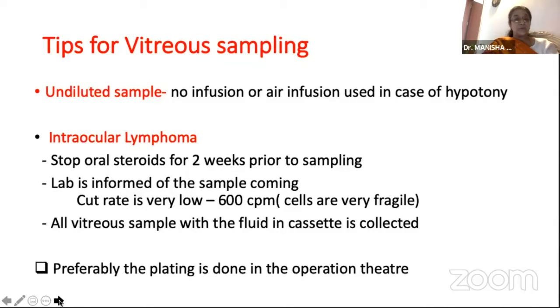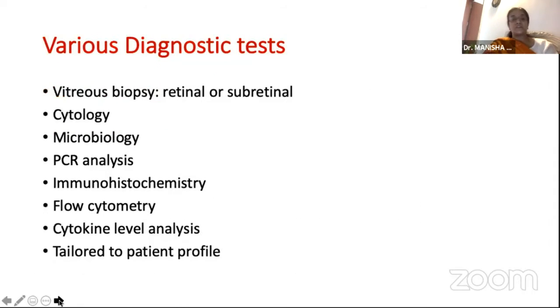For intraocular lymphomas, if that is your clinical suspicion, then it's best to stop the oral steroids 2 weeks prior to the sampling. The lab should be informed of the sample collection and the sample coming to their labs, because these cells are extremely fragile, and the sample has to be sent to the lab as early as possible. A low cut rate is used, as low as 600, and all the vitreous sample, including the cassette, has to be sent to the lab. Preferably, in most situations, the plating should be done in the operation theater.